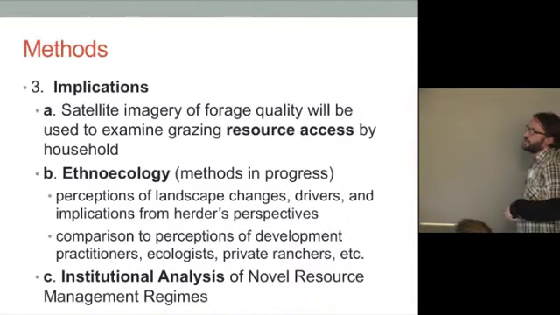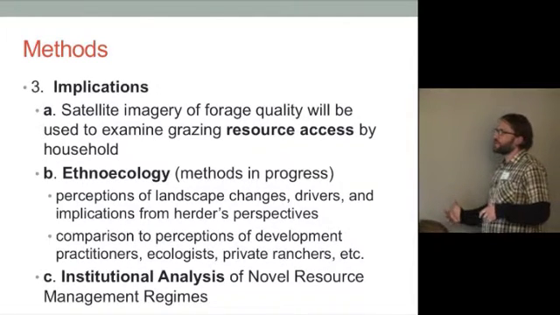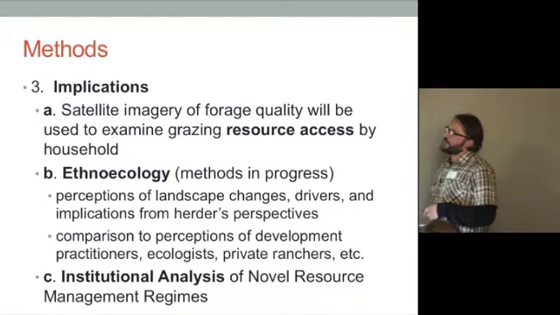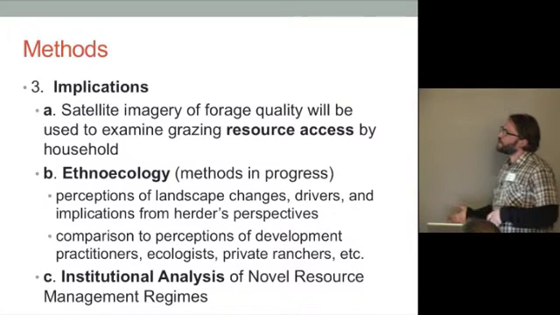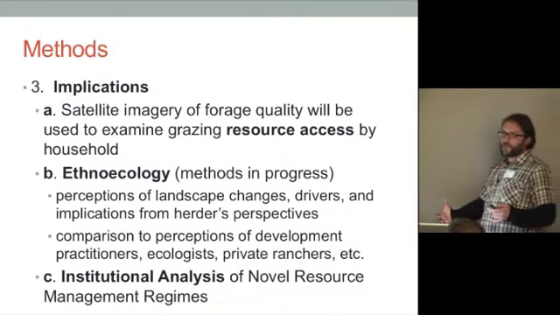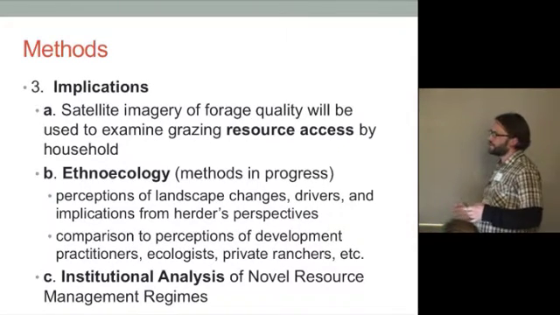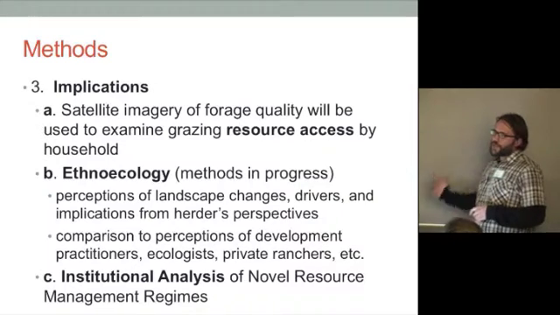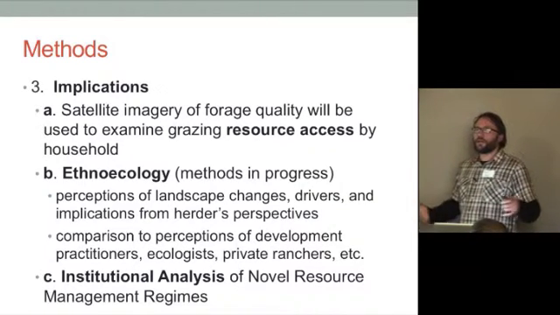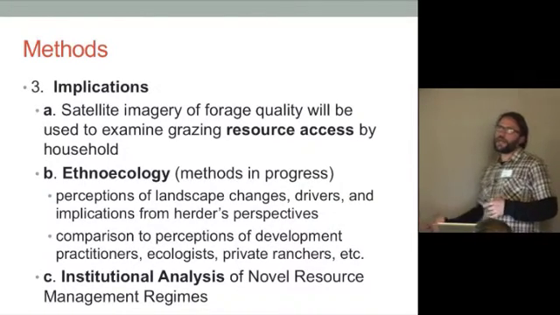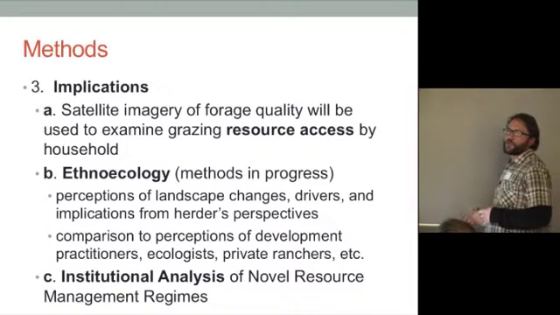And so then just to get at the implications, the third part of my question, I'm going to, again, use satellite imagery to look at basically forage availability and forage quality and differential household access to that forage resource. But then trying to supplement this overall ecological and social understanding by using ethnoecology methods to explore herders' perspectives of changes in the landscape over time.